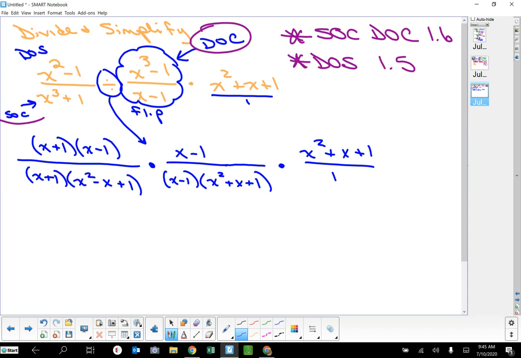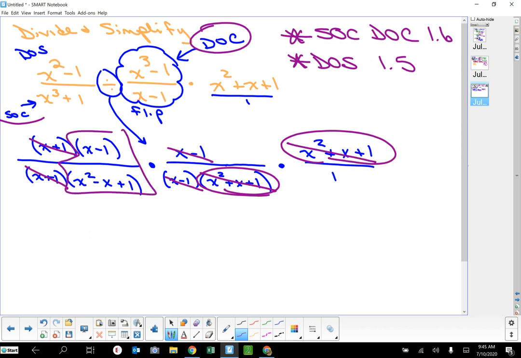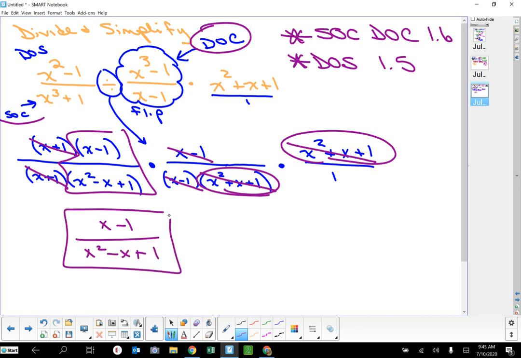All right, so now what can we cancel? We have an x plus 1 and an x plus 1. We have an x minus 1 and an x minus 1. We have an x squared plus x plus 1 trinomial that is the same as this trinomial, so they can cancel. And we're left with this little bit here. And what I just did is what you're not going to do for an answer. You're going to rewrite these. And that is your answer for this whole thing.